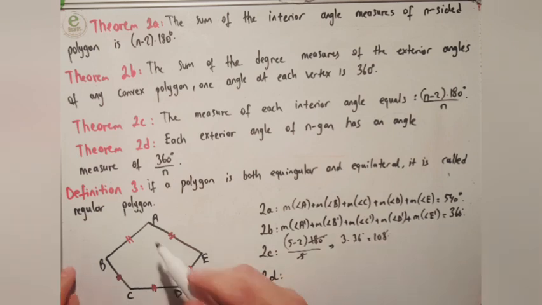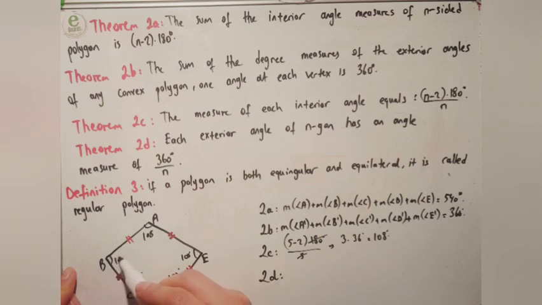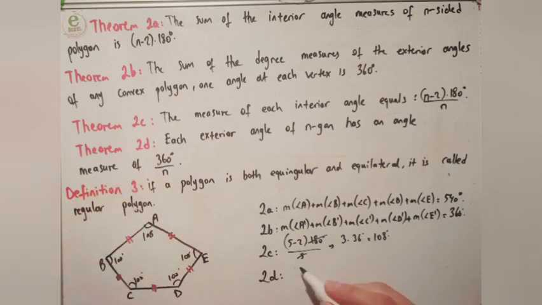Okay, so each interior angle is 108 degrees. Okay, let me write it first. And it says each exterior angle of an n-gon has an angle measure of 360 degrees over n. So for the 5-sided, it's going to be 360 degrees over 5, which is equal to 72 degrees. So each exterior measure of a regular polygon is 72 degrees.